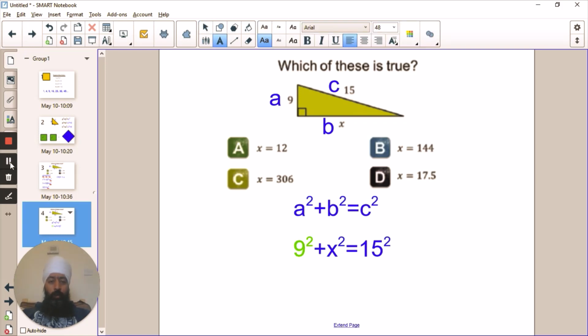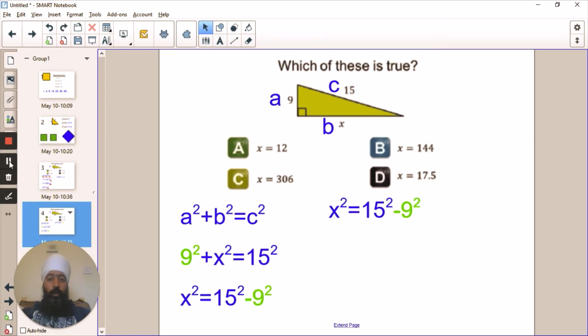I would like to work out what x is, so I'm going to rearrange and take the 9 squared over to the right hand side. Change side, change sign, so when I take it over, it's going to become a negative, which gives me x squared is equal to 15 squared minus 9 squared. So let's go ahead and calculate what 15 squared take away 9 squared is. 15 squared is 225, 9 squared is 81. That gives me 144. So x squared is equal to 144.